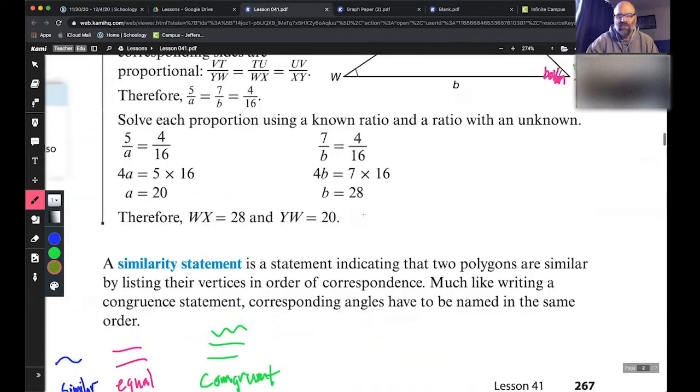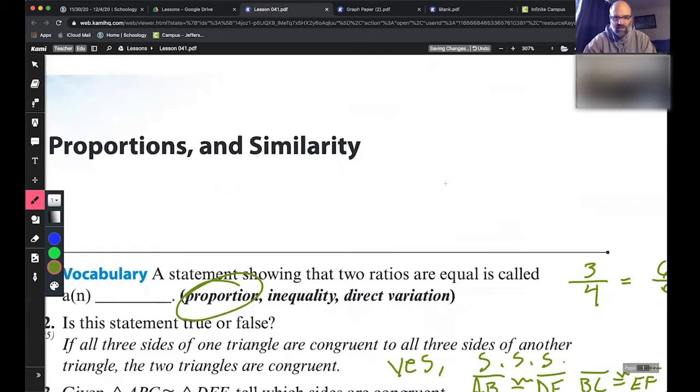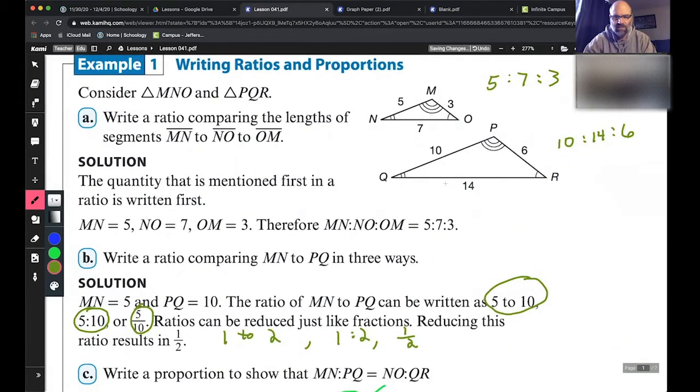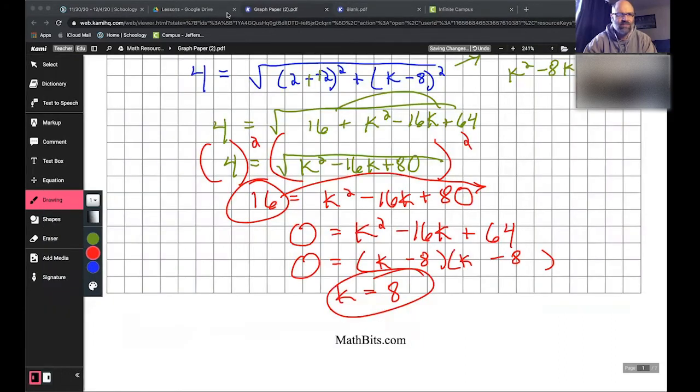All right, let's move on to the next lesson, 42. Undoing this. It'll let me. Oh, guys, how come sometimes I can undo it? Yes, you can. Okay, getting rid of that. Let's go to the next lesson. All right.